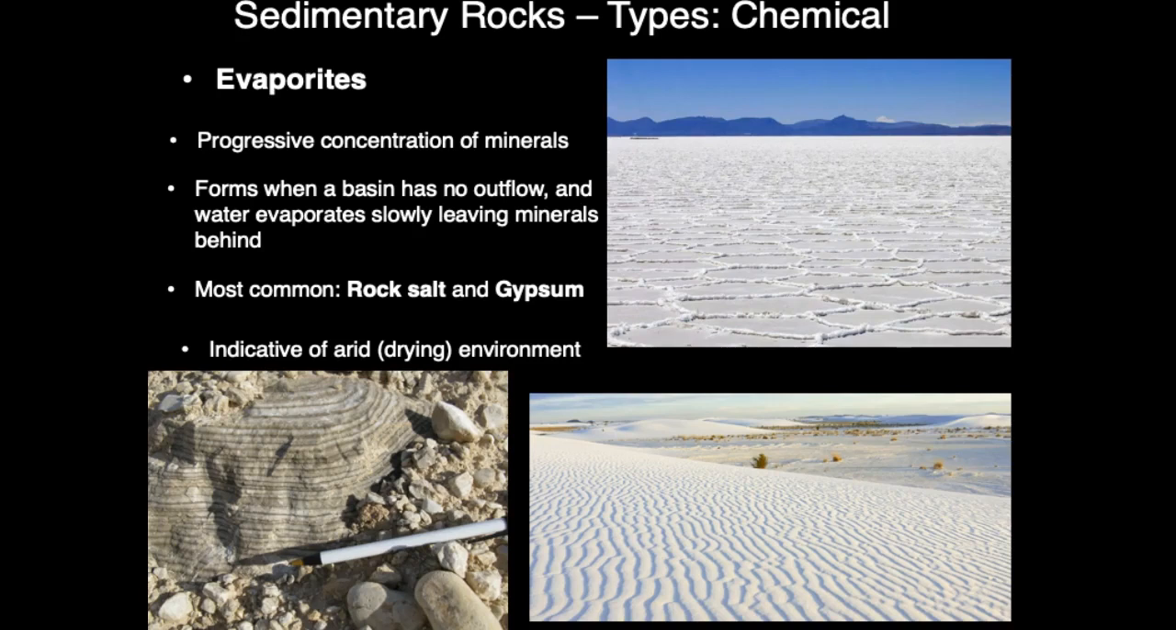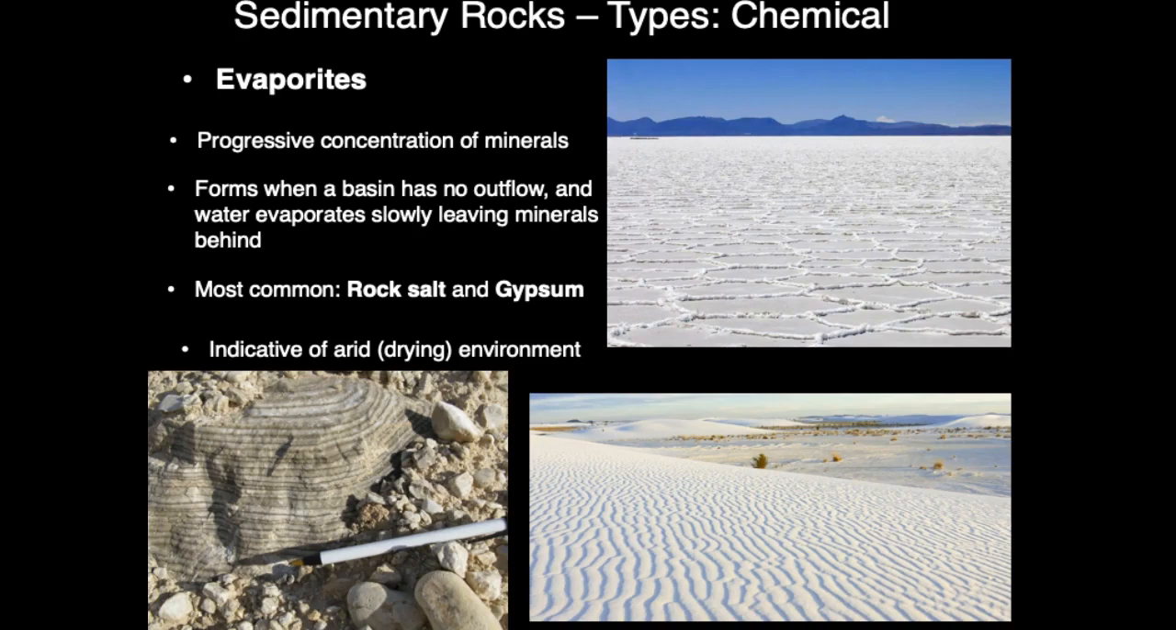Gypsum starts precipitating out of solution when 80% of the water has evaporated. Halite, when about 90% of the water has evaporated. Okay, so gypsum 80%, halite 90%.